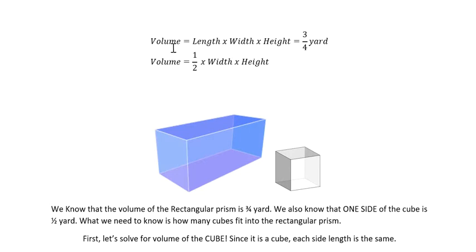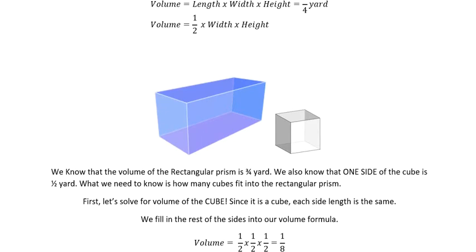So up here I have our volume formulas. For the rectangular prism, we know that the volume equals the length times the width times the height, and we know that the volume is 3/4 of a yard. And down here for the cube, we only know one side, which is 1/2. But because it's a cube, we know that all the sides are the same. So we can solve for the cube and figure out what the volume of the cube is.